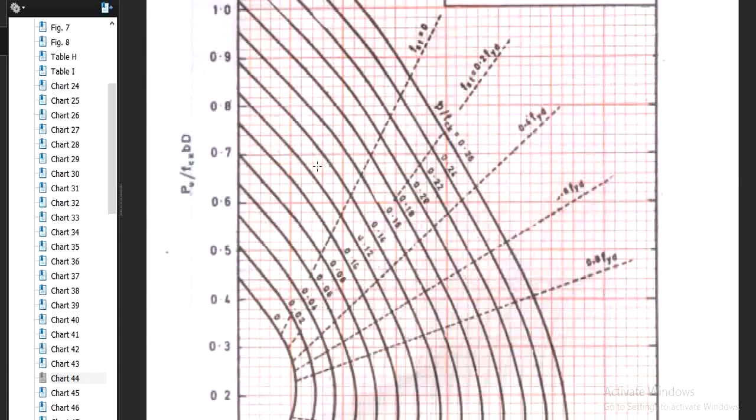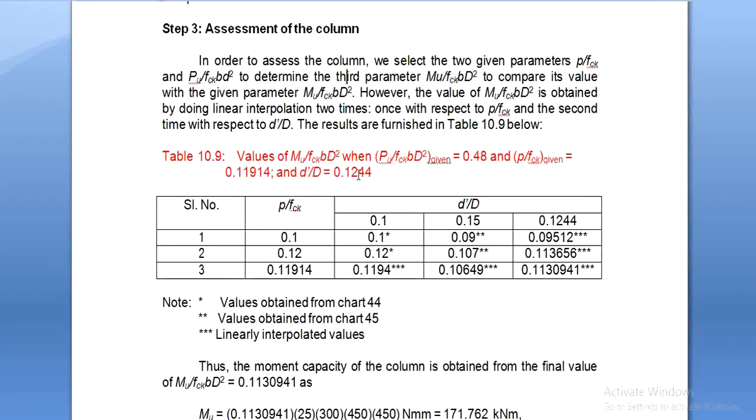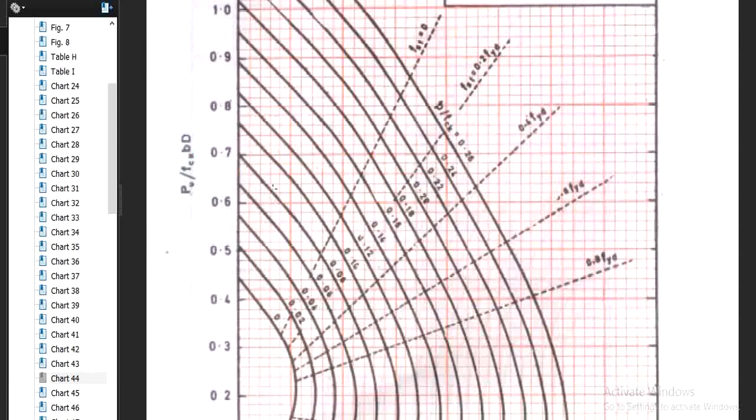Now you can see, if I calculate PU divided by FCK BD, I am going to obtain the value as 0.48. Now I have to look for 0.48 here. So 0.48 is somewhere here. You can see 0.48 is here. Now what are the curves? You can see I have to come like this, come in here, and till here I have to come. So this is the first curve and this is the second curve which I need to access.